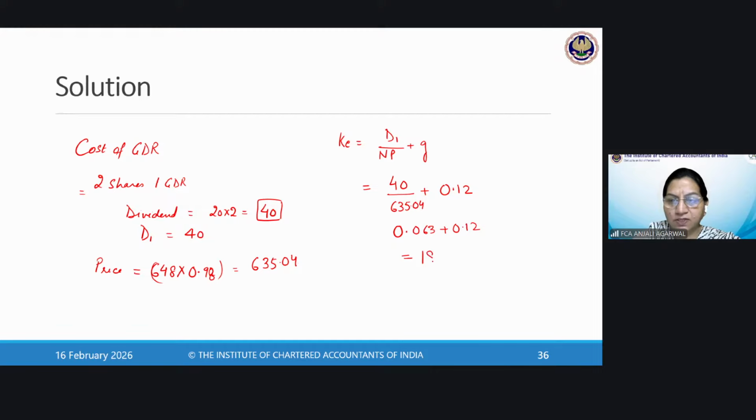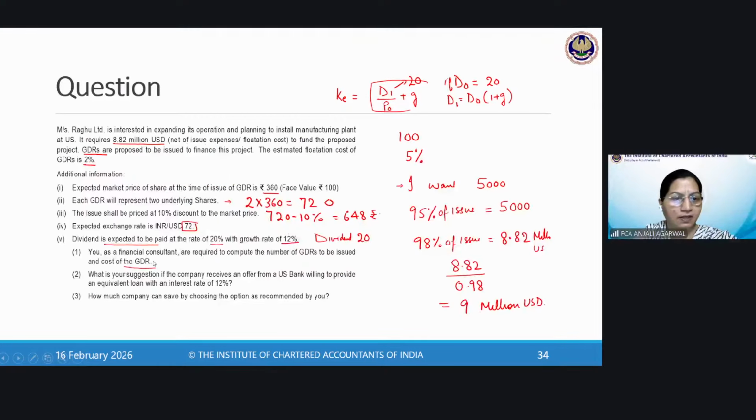So it's going to cost us 18.3%. So the cost of equity, or cost of issuing the GDR, is 18.3%. Now, what is the question? We have found how many GDRs? 1 million. What is the cost of GDR?